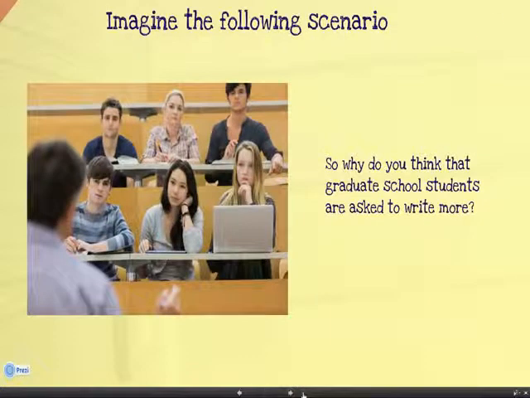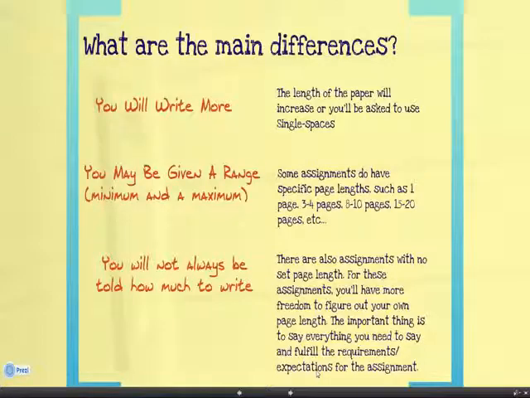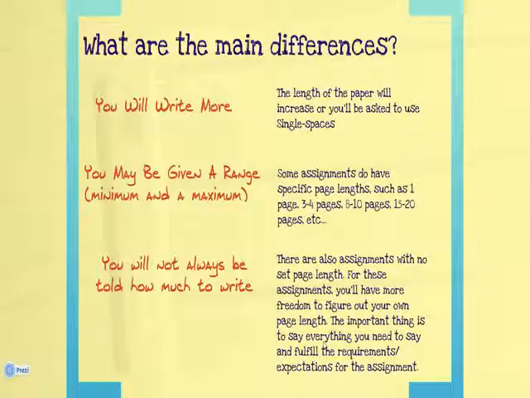So, yeah, those are all really good. One thing I've learned as a graduate student is you're supposed to know how to research and write well, so they push you harder. So as a graduate student, you get good ideas why you have to write more. These are three basic things you should know when you're writing papers. You will write more, as we talked about. You may be given a range, so a minimum or a maximum. And you'll not always be told how much to write. For this latter point, you might be given an assignment and everything to include in it, but you have to figure out your own paper length. That's more of a responsibility that you have as a graduate student. Okay.